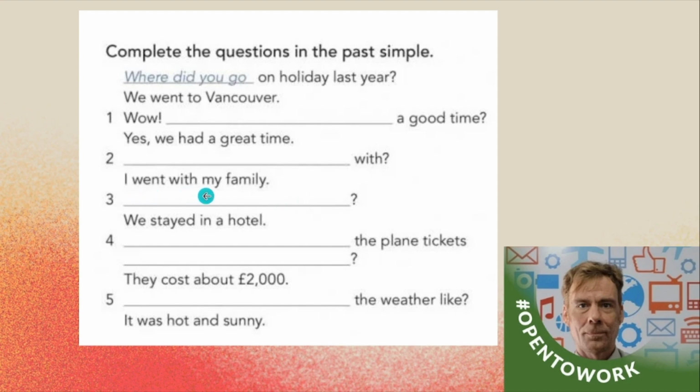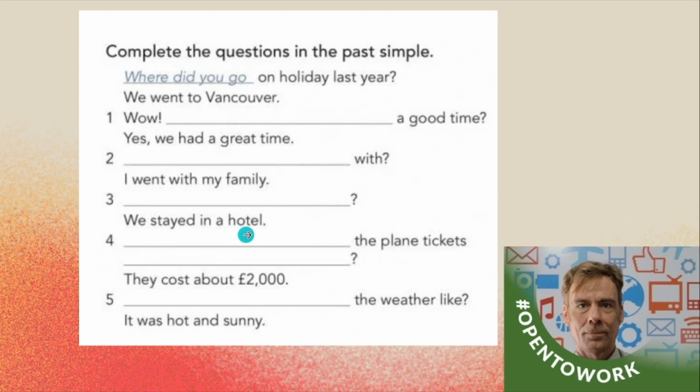I went with my family. My family are people. So the question word for people is who. The auxiliary, did. The subject is you. And went is the past tense of go. So who did you go with?